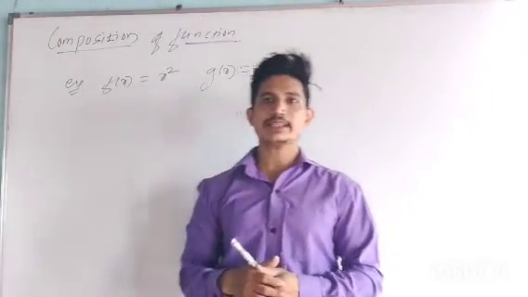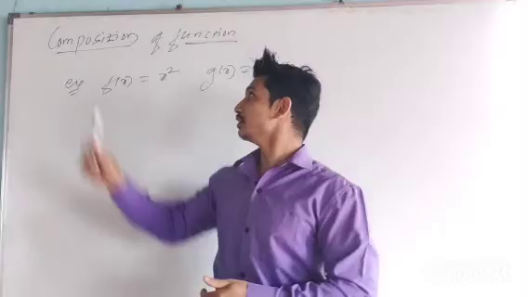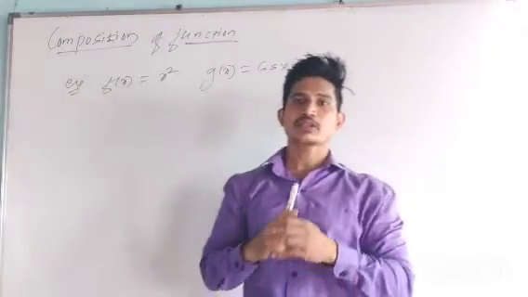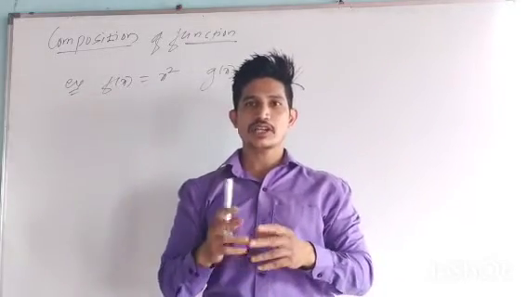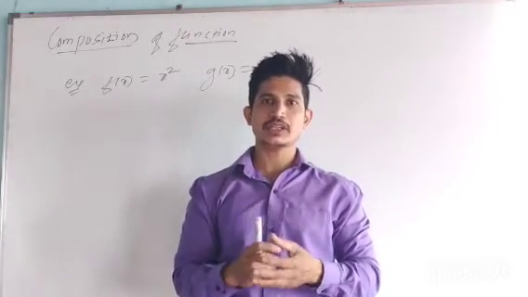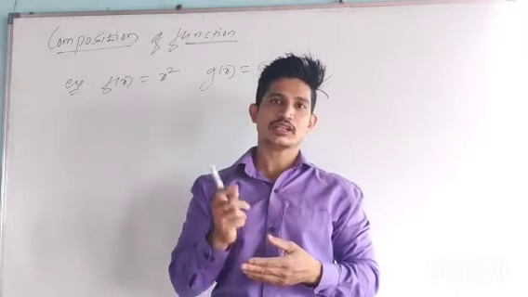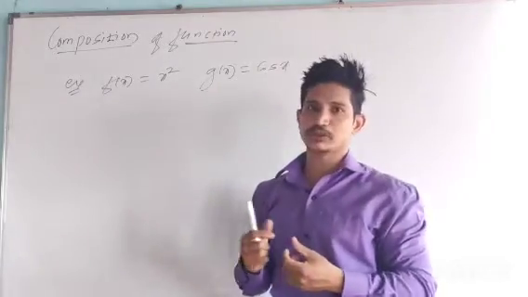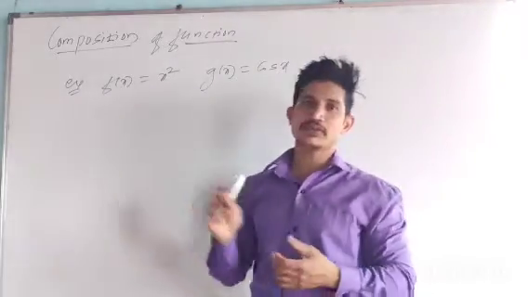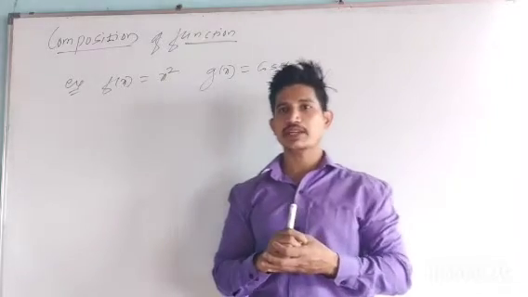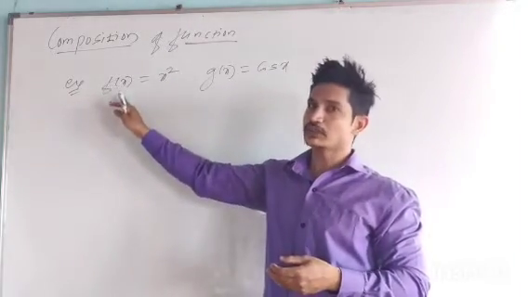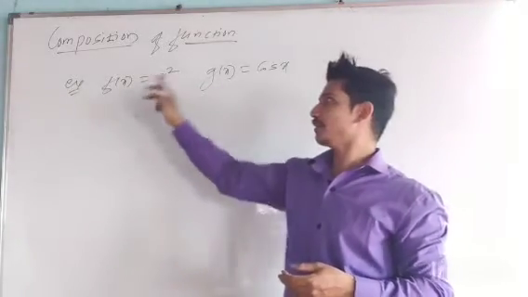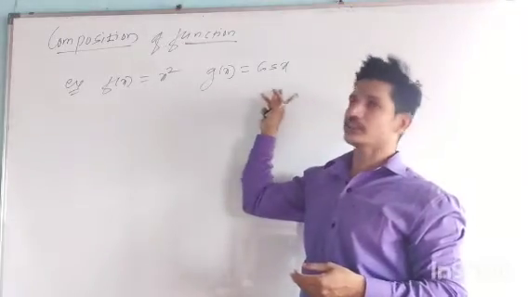Now let's see the next point. Okay, so the next point is composition of functions. So what is composition? Composition is where we are mixing two functions. Mixture of two functions is called composition. So how to do the mixture of two functions? Let's see by one example. Suppose f of x is given as x square and g of x is given as cos x.